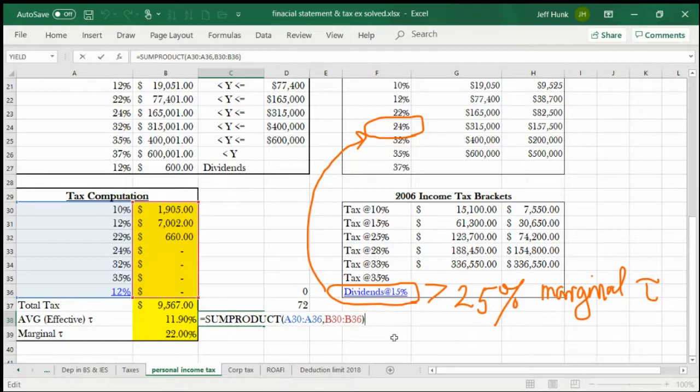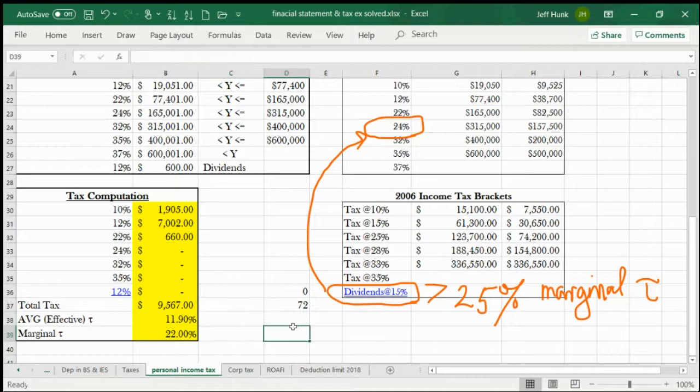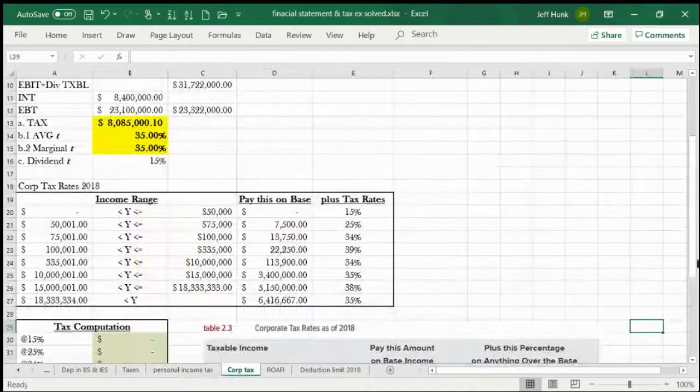This is a bit involved, I'm going to come back to this later. It will take some time to explain. Now, next is the corporate tax example.